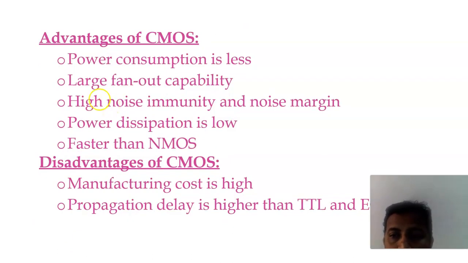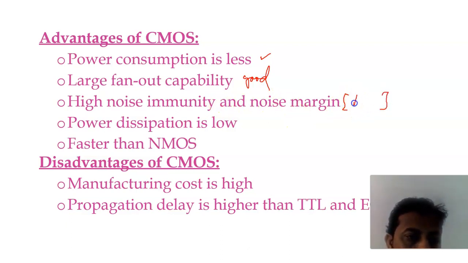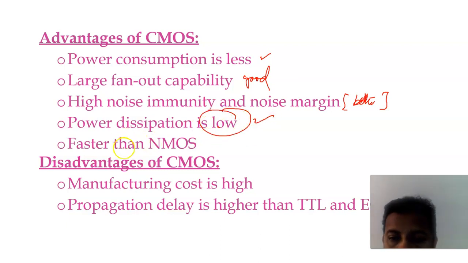These are the advantages of CMOS circuits. First is low power consumption, and a large fan out. Fan out is very good over here. Noise immunity and noise margins are also better. Low power dissipation is a very good factor, and it is faster than NMOS.